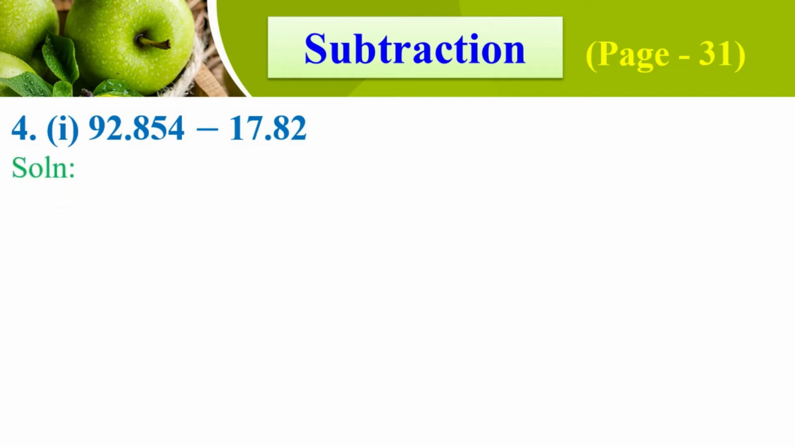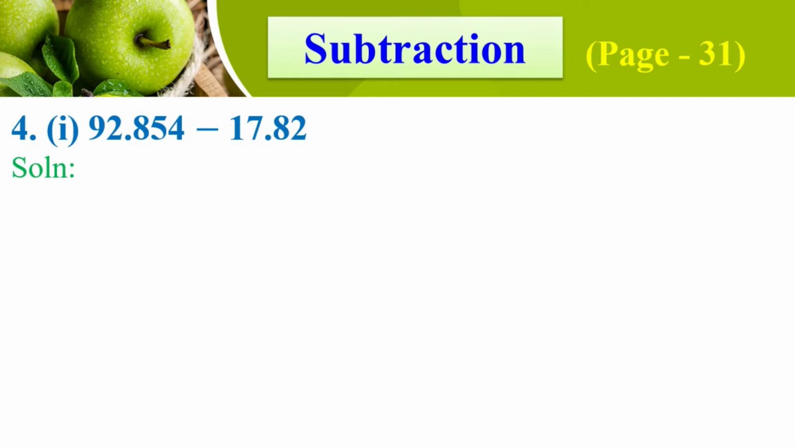Let's see subtraction of decimals. First question: 92.854 minus 17.82. Here are given two decimal numbers. Now we have to subtract. Let us find the solution.